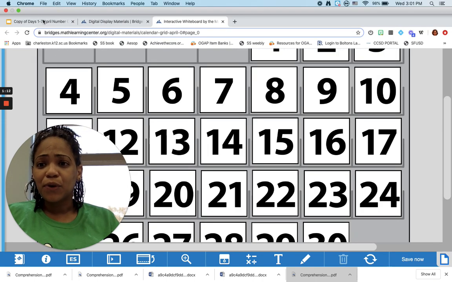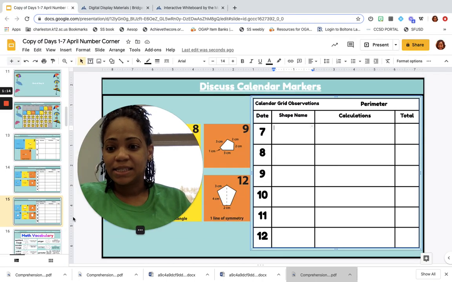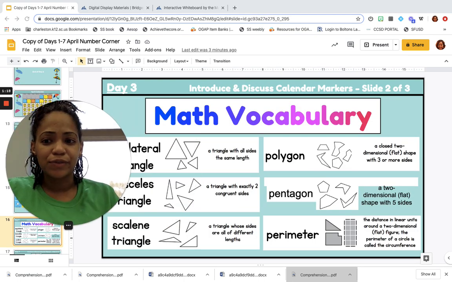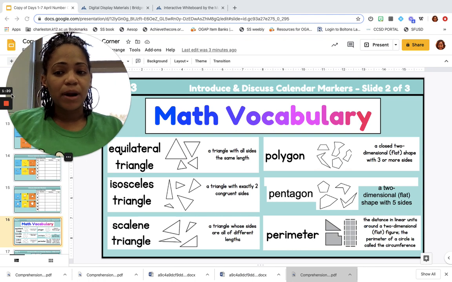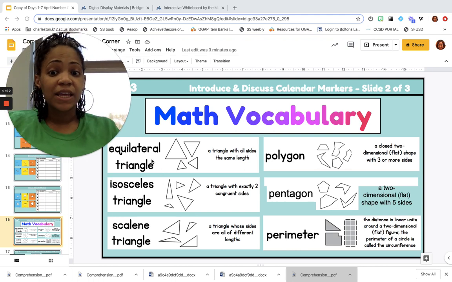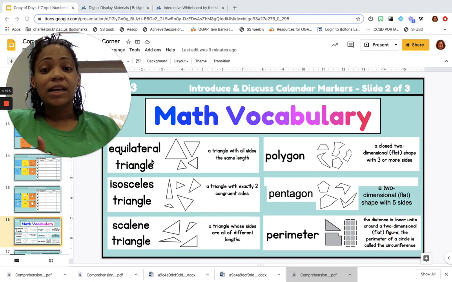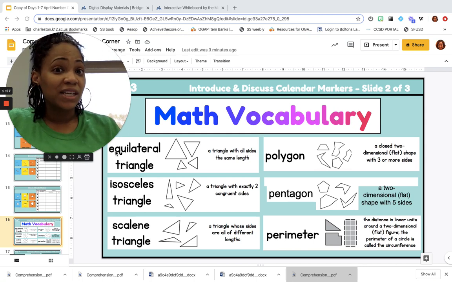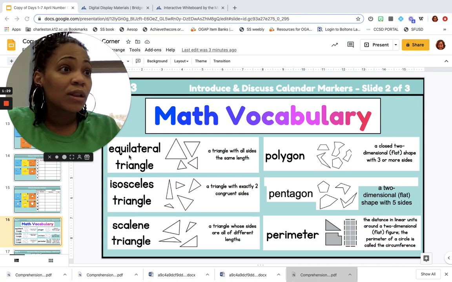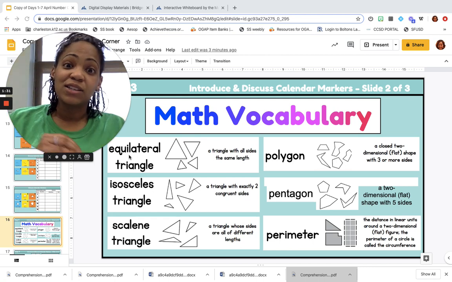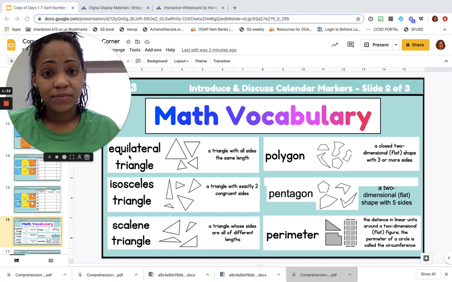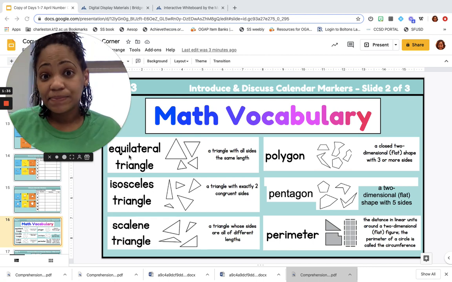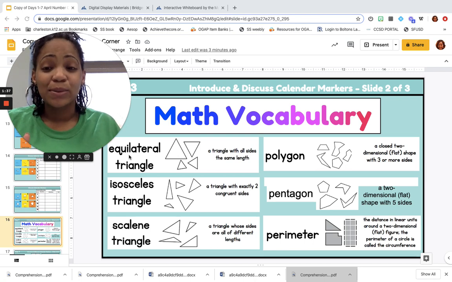So, before we look at our calendar pieces, let's check out some math vocabulary just to review. We're probably going to see some triangles, and there are different kinds of triangles. An equilateral triangle means just what it sounds like, equilateral. That means it has all equal sides. Equilateral triangle has what? All equal sides. You're right.